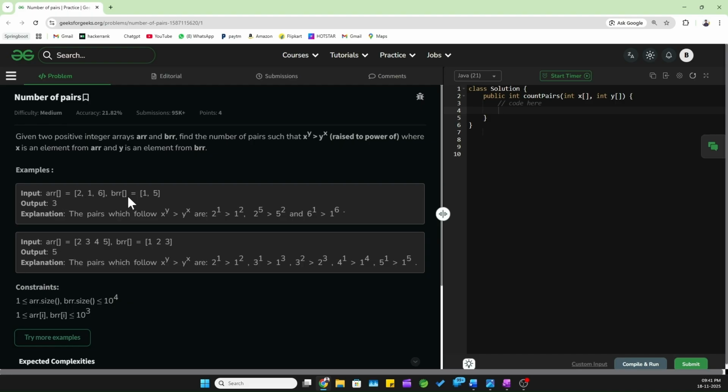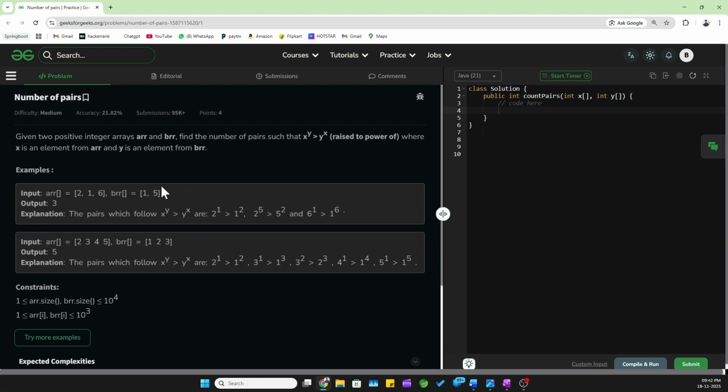Let's take this example number 1. ARR consists of 2, 1, 6 and BRR consists of 1 and 5. So here we need to find a pair such that x power y is greater than y power x. So in this case, what will be the pairs? The pairs will be 2,1; 2,5; 1,1; 1,5; 6,1 and 6,5.